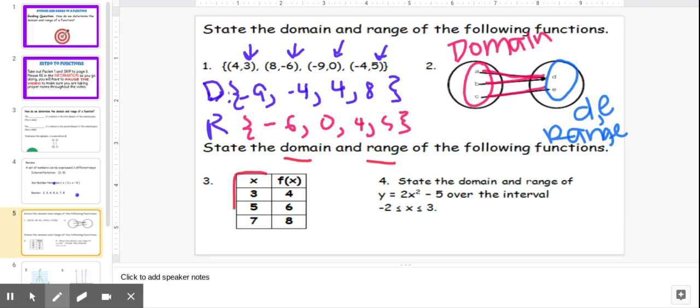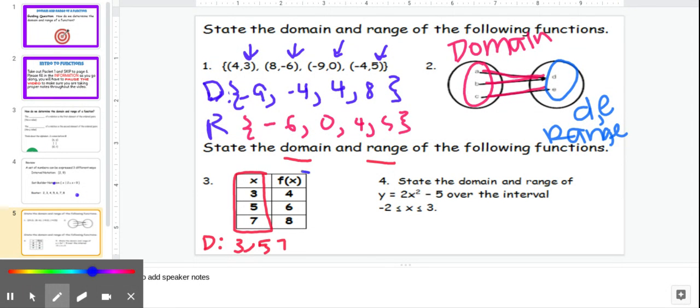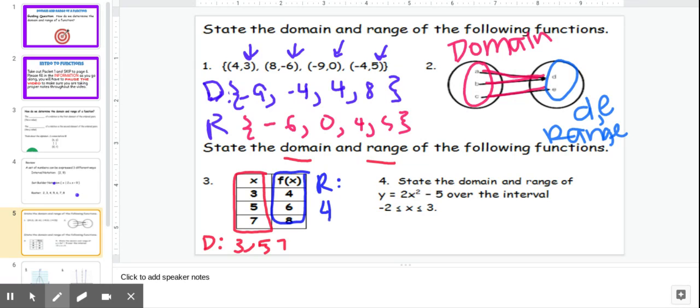Now the domain is just the 3 numbers in your X value of the table. So for your domain, you just need to know to look at the X column: 3, 5, and 7. And then we're going to go to our range, which is our Y column. I'm going to label it with an R: 4, 6, and 8. So generally speaking, you just have to list them.